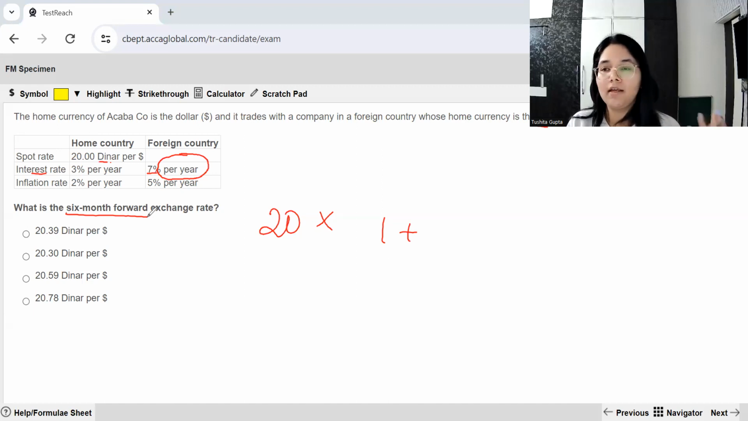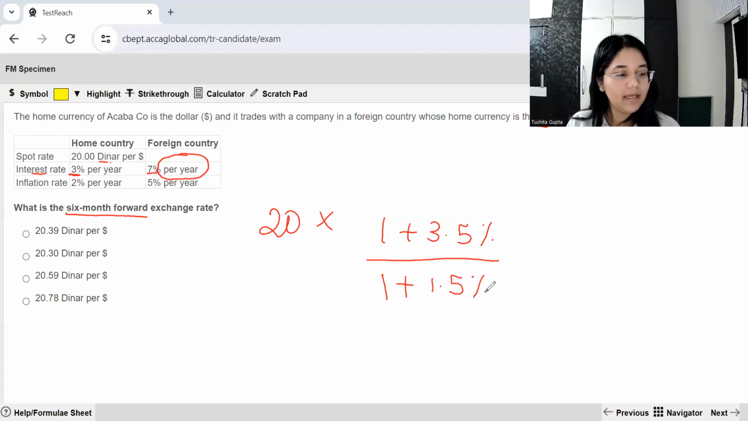So 7% halved comes out to be 3.5%. So 1 plus 3.5%, divided by 1 plus the interest rate in the home country, which is 3%, and half of 3% is 1.5%. If you work out this calculation, you will get your answer as 20.39 dinar per dollar. Now let's move on to the next one.